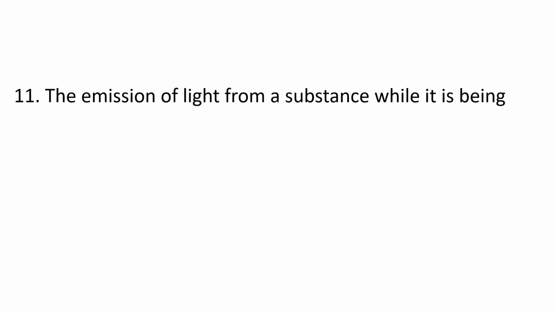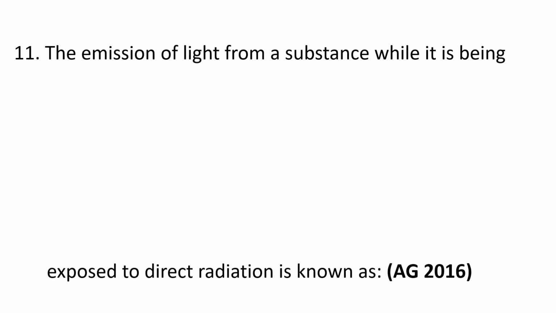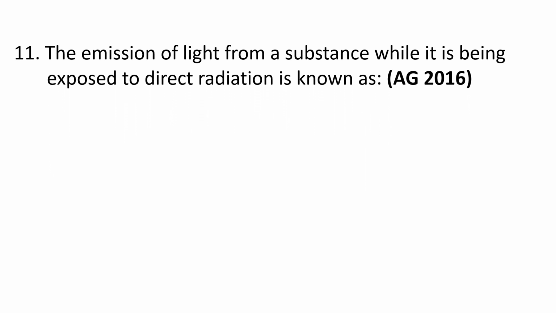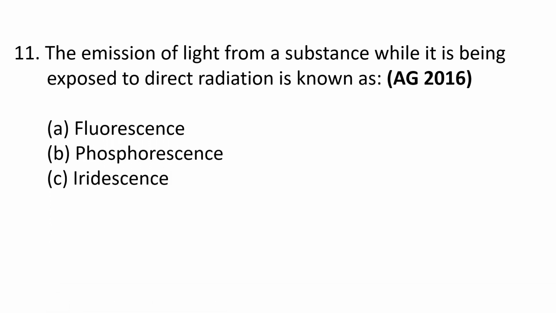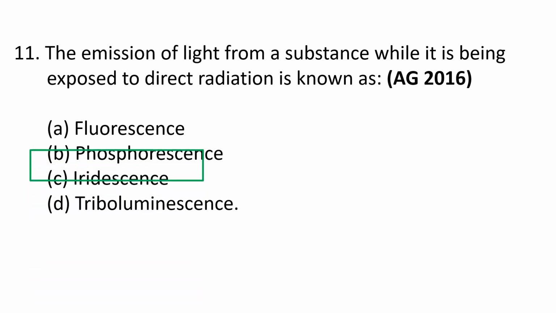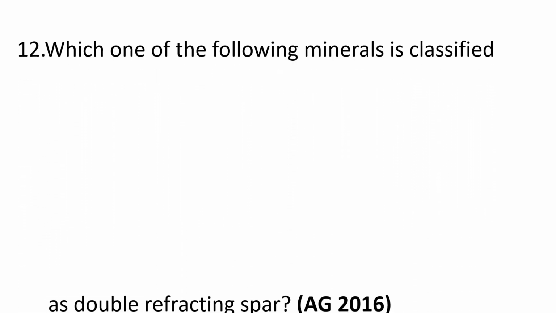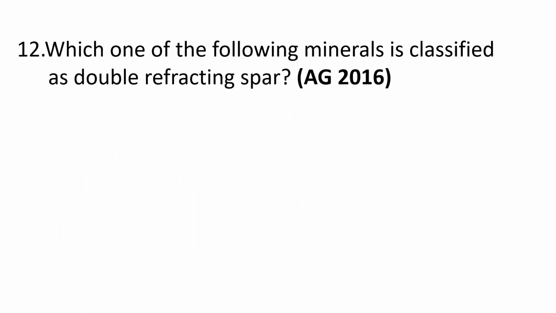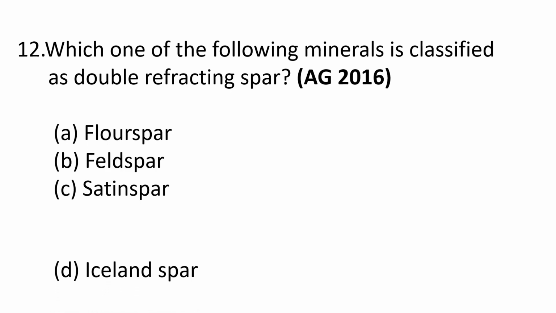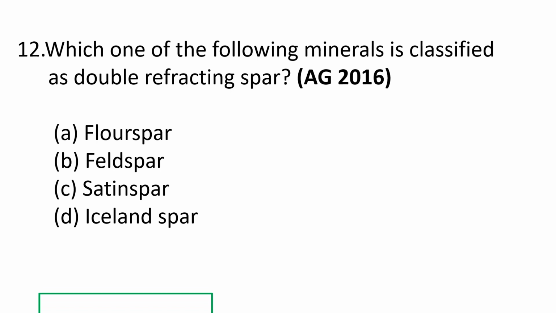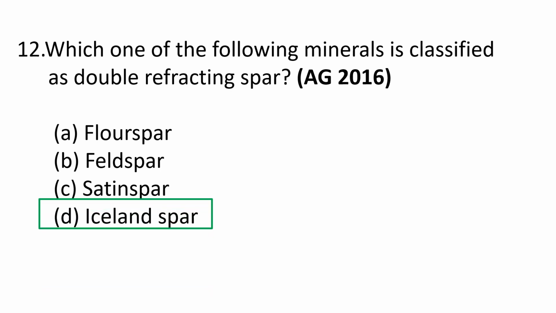Coming to the 11th question: the emission of light from a substance while it is being exposed to direct radiation is known as. The choices are A. Fluorescence, B. Phosphorescence, C. Iridescence, D. Triboluminescence. The correct answer is A. Fluorescence. Coming to the 12th question, which one of the following minerals is classified as double refracting spar? Choices are A. Fluorospar or fluorite, B. Feldspar, C. Satin spar, D. Iceland spar. So the correct answer is D. Iceland spar.